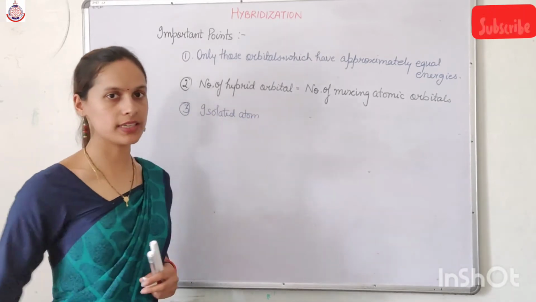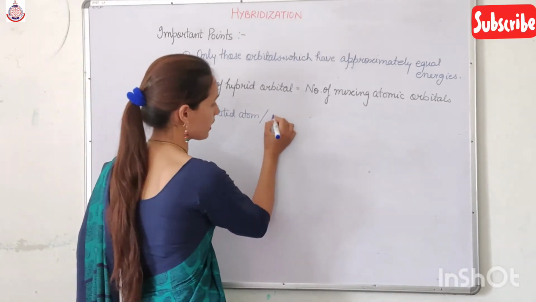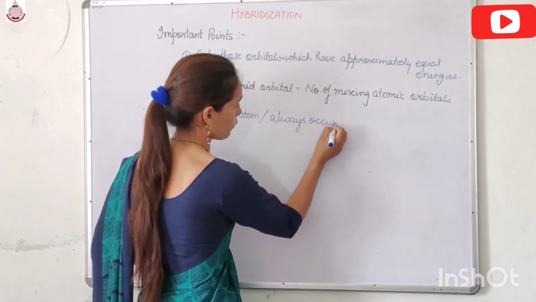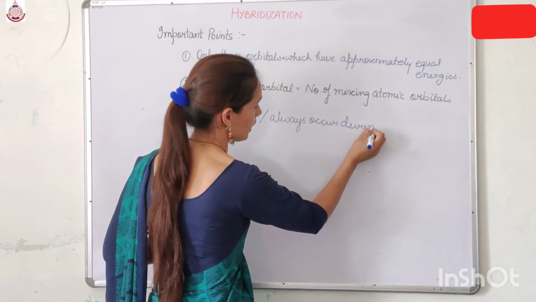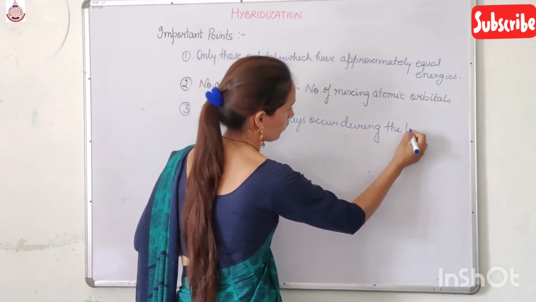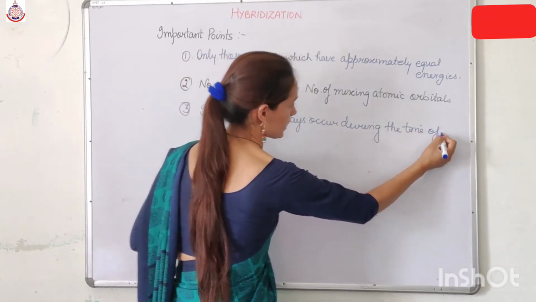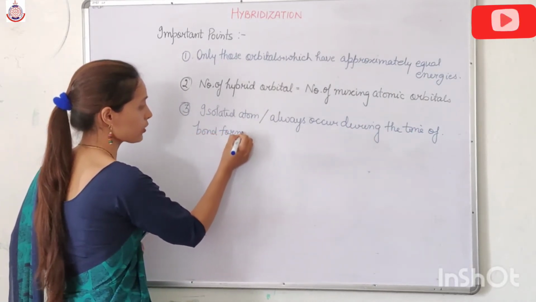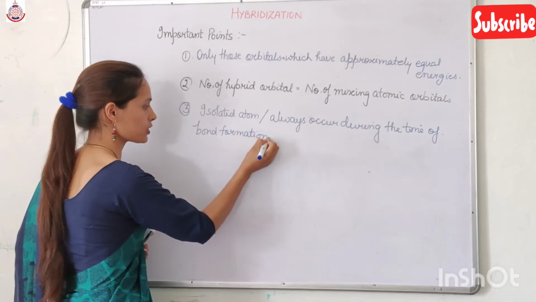Hybridization never occurs in an isolated atom. It always occurs during the time of bond formation. Now, why does it occur only during the time of bond formation?